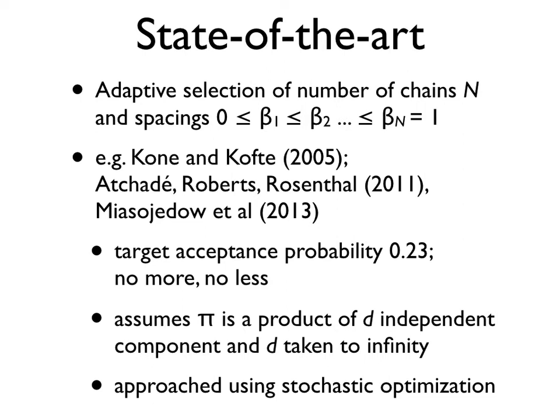So the state of the art has been to adaptively select a number of chains, big N, and spacings between these chains, so these annealing parameters beta 1, beta 2, up to beta N. See, for example, the work of Kone and Kofke, Atchadé, Roberts, and Rosenthal, Miasojedow, Geyer, et al. And a representative recommendation that emerged from this body of work is that one should target an acceptance probability of around 23%. And this is motivated with an asymptotic argument that assumes that the distribution of interest is a product of D independent components and D is taken to infinity.